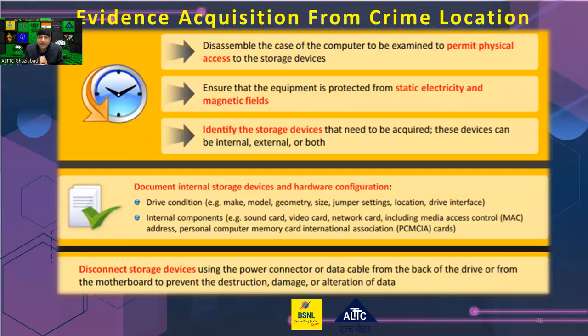Evidence acquisition from the crime location. Here are some more ideas. Acquisition, how to do it at the crime location. Disassemble the case of the computer to be examined to prevent physical access to the storage device. Ensure that the equipment is protected from static electricity and magnetic fields. Identify the storage devices that need to be acquired. These devices can be internal, external, or both.